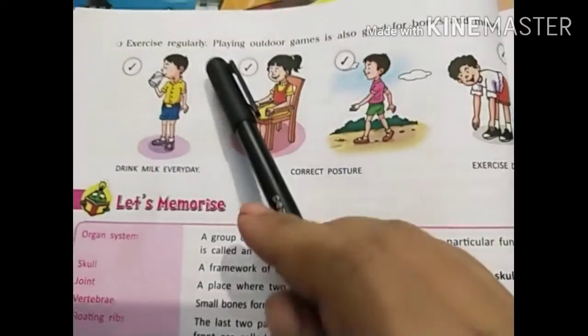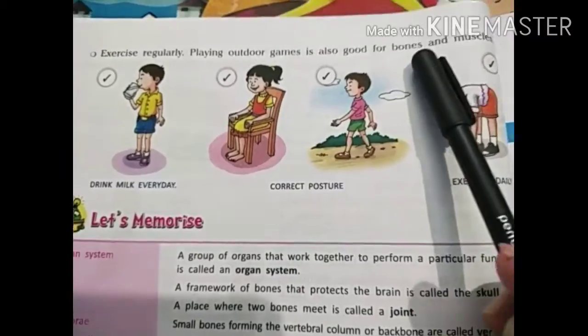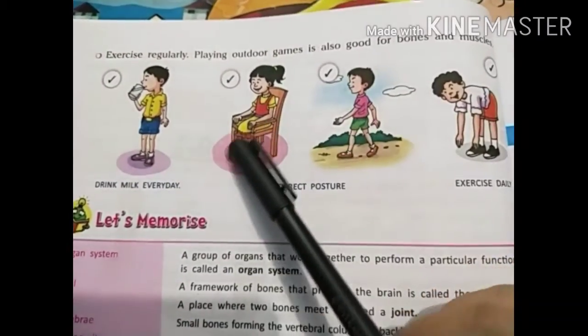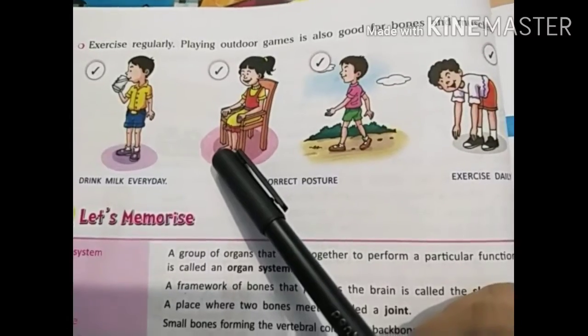Exercise. Regular exercise and playing outdoor games are also good for bones and muscles, because regular exercise and outdoor games make your muscles stronger and healthy.